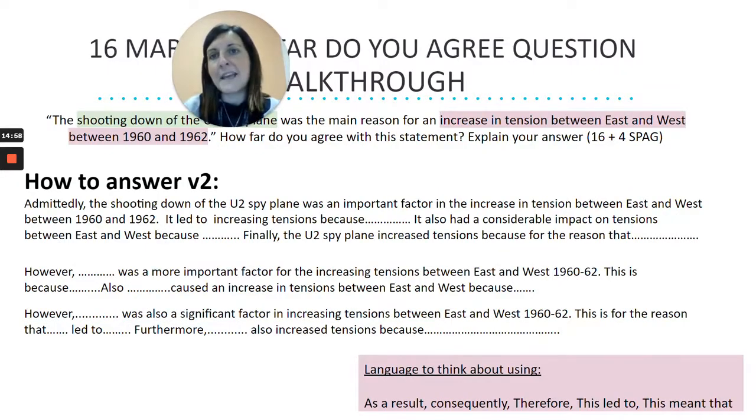If you think a different factor other than the shooting down of the U-2 plane was most important, then your essay will start, admittedly, the shooting down of the plane was an important factor. And you will still give some reasons why that did contribute to an increase in tensions. But your second paragraph will start, however, X factor was more important, and then you'll explain why.